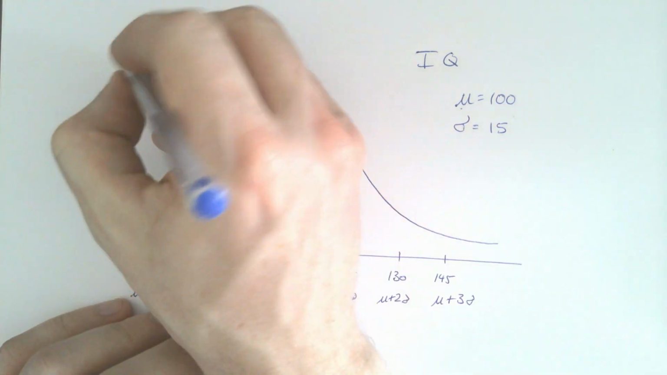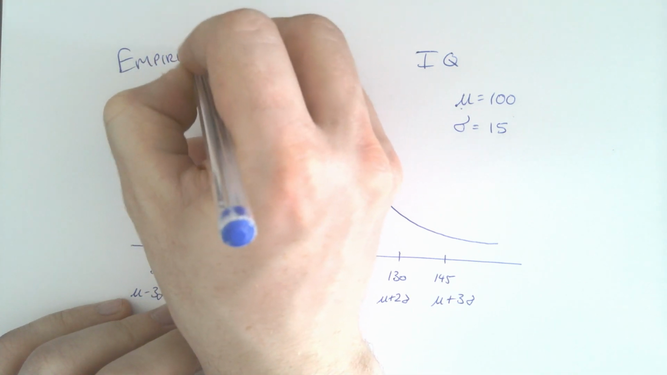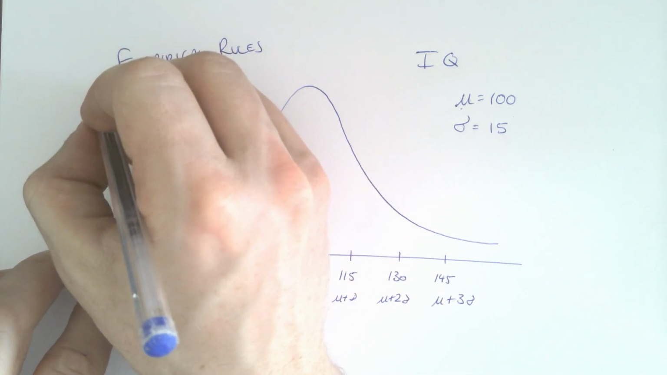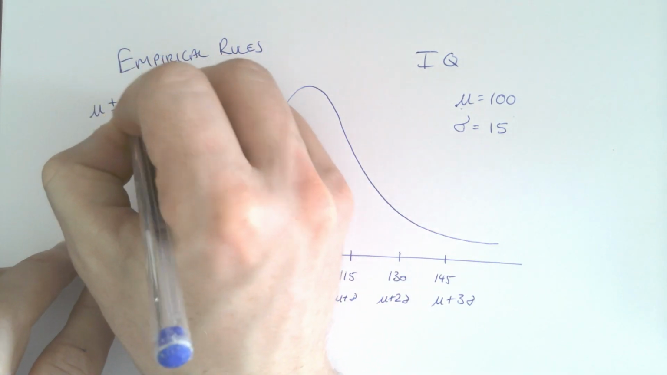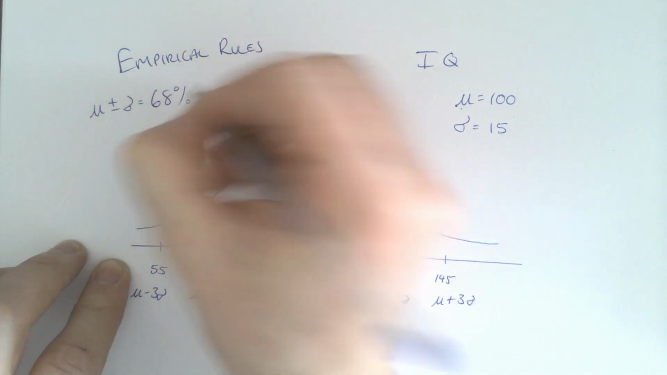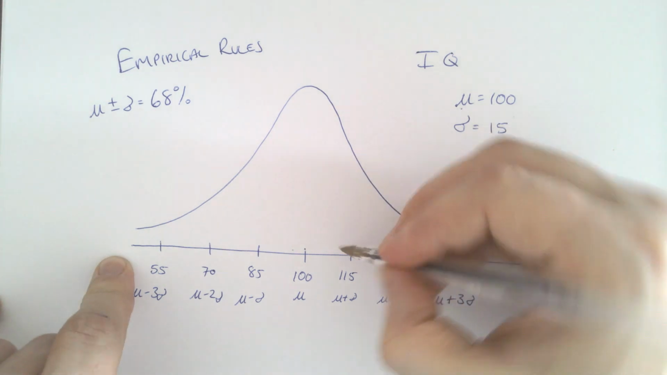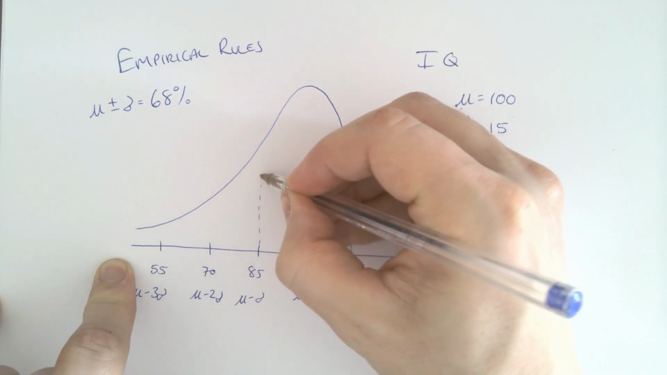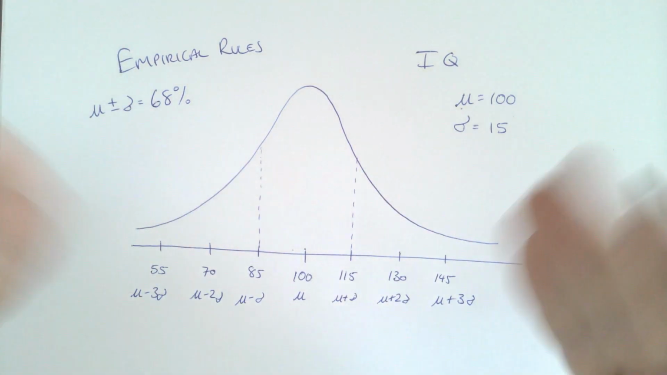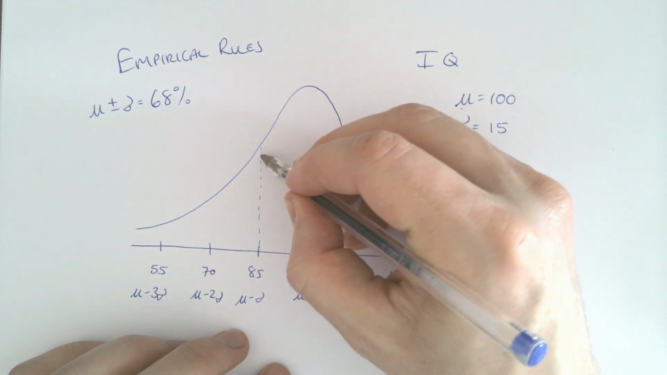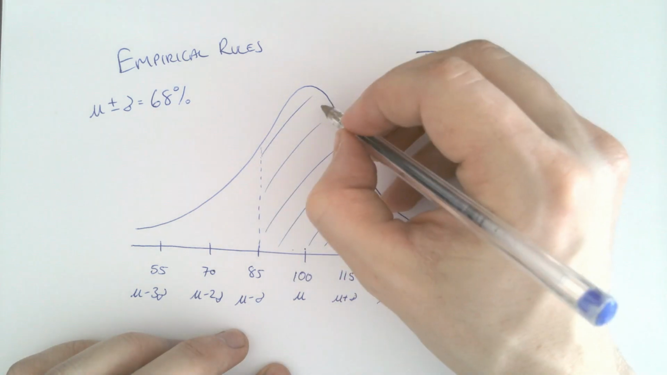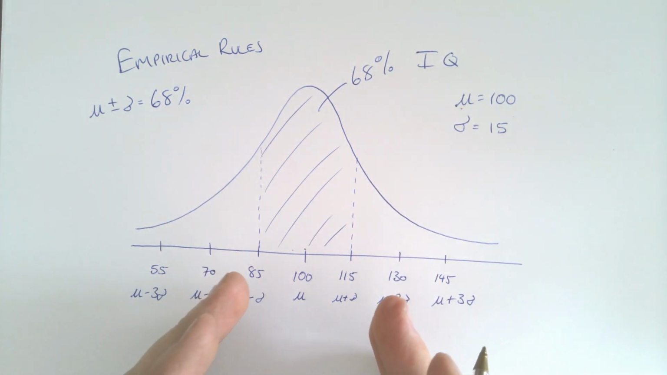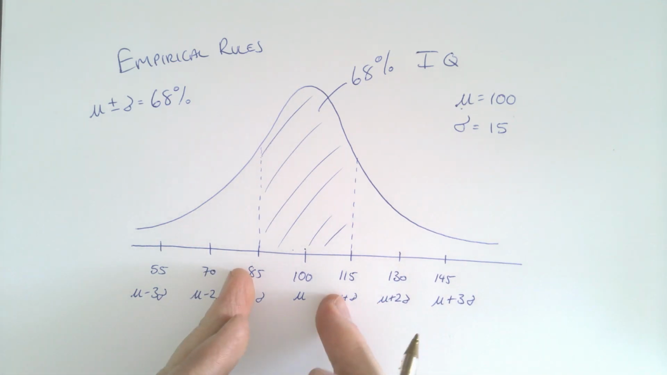This brings us to our empirical rules. If it's the mean plus or minus one standard deviation, that corresponds to 68% of the population. One standard deviation up would be to here and one back would be to here. I know I haven't drawn it quite symmetrical, but it should be perfectly symmetrical. This whole region here, I'll shade it in nicely, is going to be 68% of the population. So 68% of people have an IQ between 85 and 115.